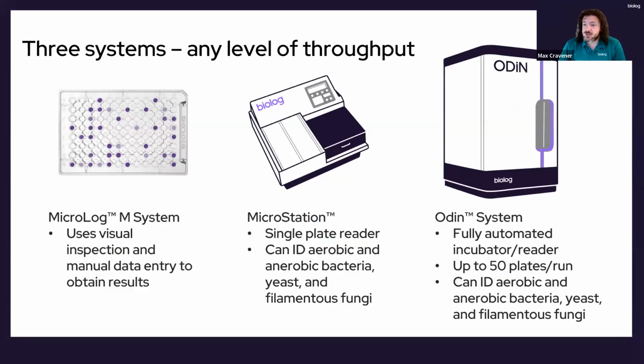There are three different levels of throughput offered by Biolog's ID ecosystem, which allows you to choose the solution that is right for you. For lower throughput applications, we have the Microlog M system, which includes our ID software package and relies on the user to enter data manually to be matched against our database. This is best for users running small numbers of samples and can also be used a lot for teaching students the advantages of phenotypic ID and characterization.